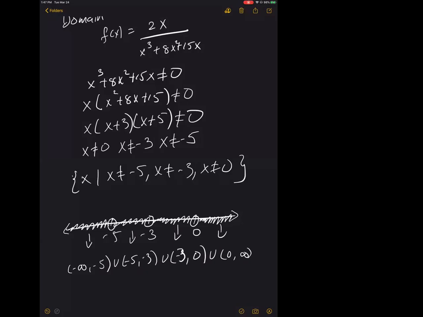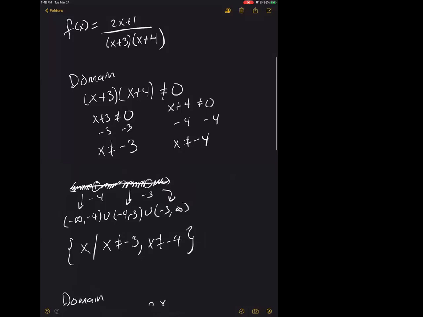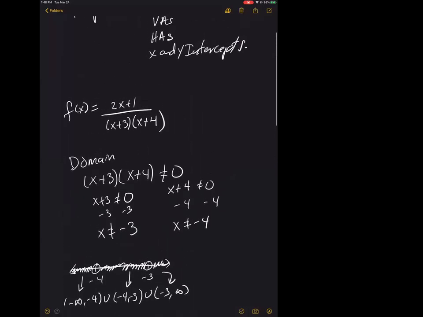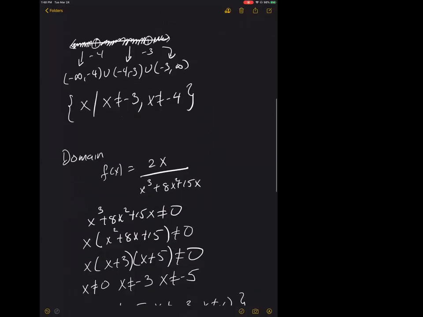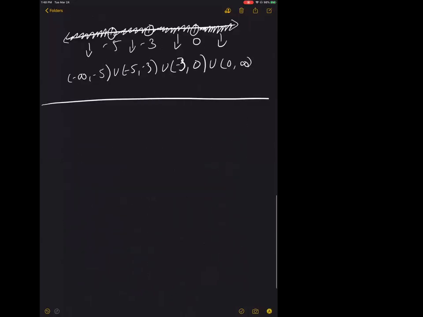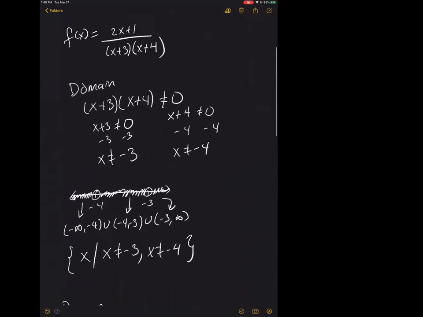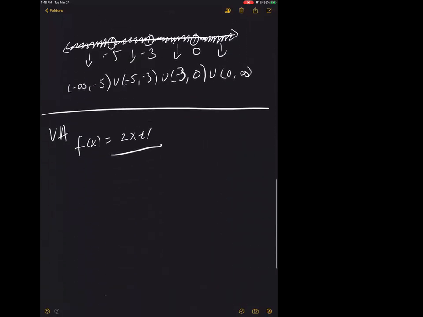All right, so with that being said, the next thing we need to find are your vertical asymptotes. So we're going to use the same equations throughout to make our lives a little bit easier. To find the vertical asymptotes for the first one, f of x equals 2x plus 1 divided by (x plus 3)(x plus 4), you first have to reduce the function.